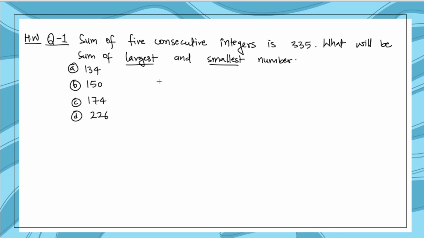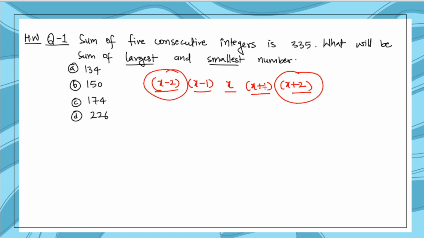So in the previous video I told you how to take the 5 consecutive integers. I told you that 5 consecutive integers should be taken as x minus 2, x minus 1, x, x plus 1 and x plus 2. So these are your 1, 2, 3, 4 and 5 consecutive integers. This is going to be the smallest one, this is going to be the largest one. Okay, so how to do that?